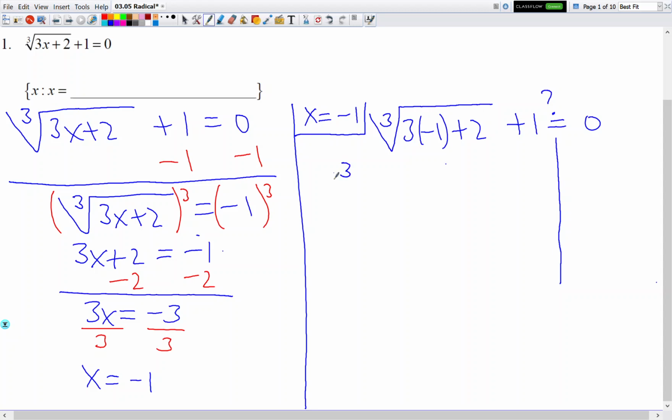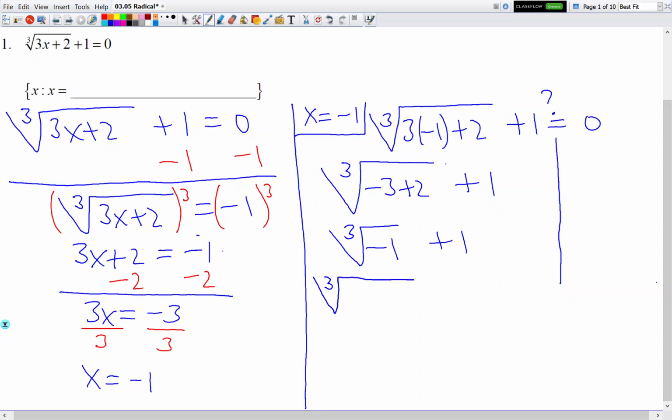Cube root of 3 times negative 1 is negative 3, plus 2, and then plus 1 on the outside. So you're going to get cube root of negative 1 plus 1. Now you're going to break apart the negative 1 into little pieces so that you can start circling things. I have to look for 3 things that match. So I'm going to write 3 negative signs, like we did in the Radicals 3.1, 3.2 lessons. And then you have 1 times 1 times 1.